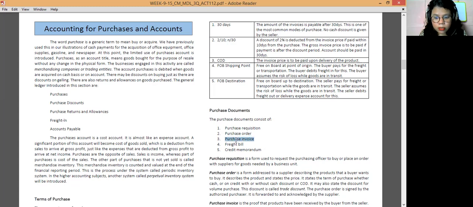Then, purchase invoice. Ito naman yung ini-issue ng ating mga supplier. Kasi dito na naka-enlist yung price o yung amount na babayaran natin. Then, if ever na may freight bill, si supplier pa din yan. And next is the credit memorandum. Kung ano man yung terms natin, kung babayaran ba natin siya within 10 days para ma-avail natin yung discount or within 30 days. Okay, so mag-i-issue naman sila ng SOA if ever na hindi ka nakakabayad ng mga orders.